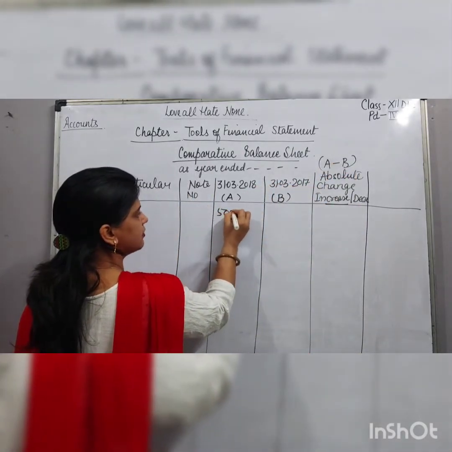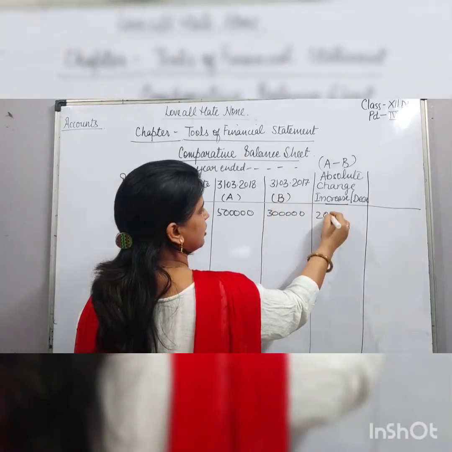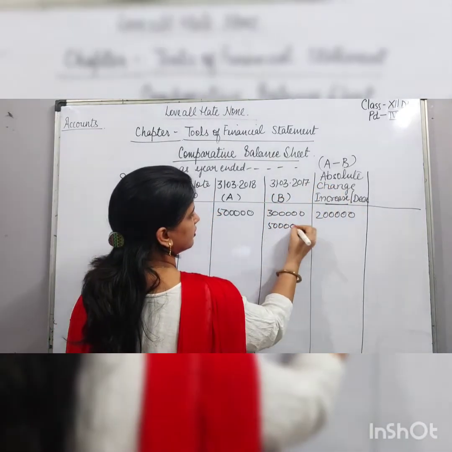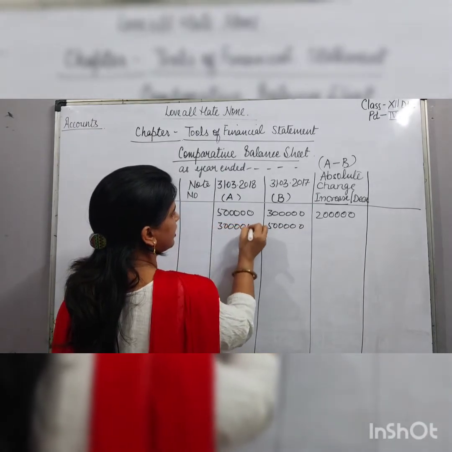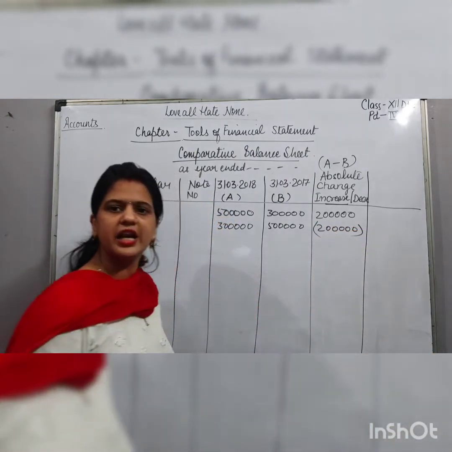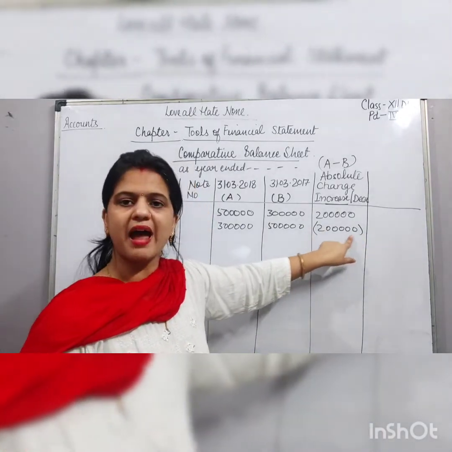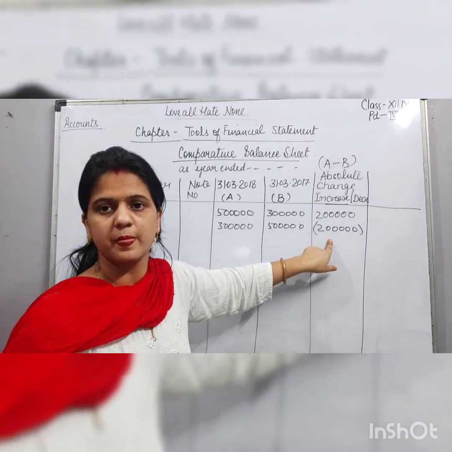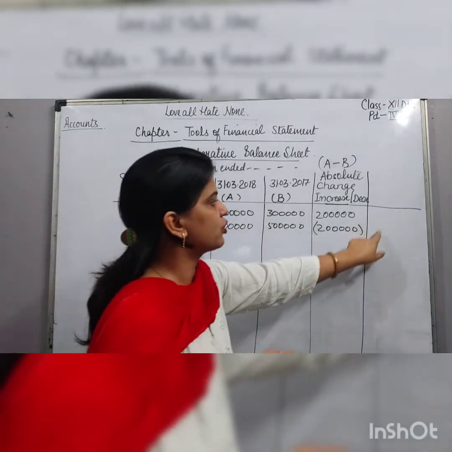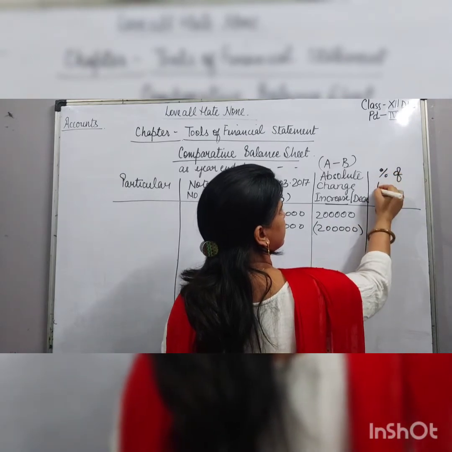Suppose here 5 lakh is written and here 3 lakh is written. So the absolute change will become 2 lakh. One more thing: if 5 lakh is written in the previous year and 3 lakh in the current year, then this 2 lakh will be a negative balance, and a negative balance is denoted with a bracket. Now we have to take out the percentage. How will we take out the percentage of increase and decrease?